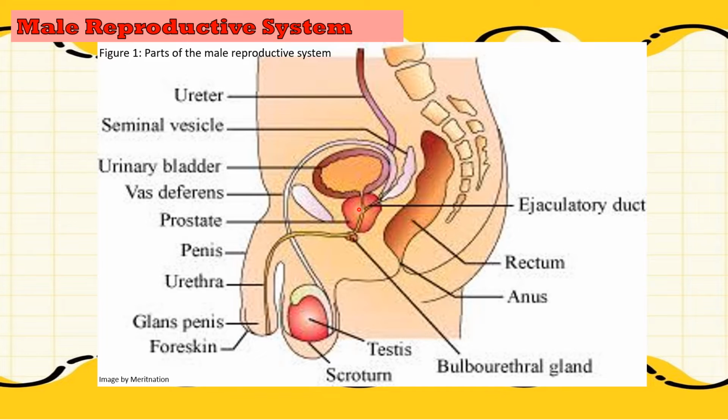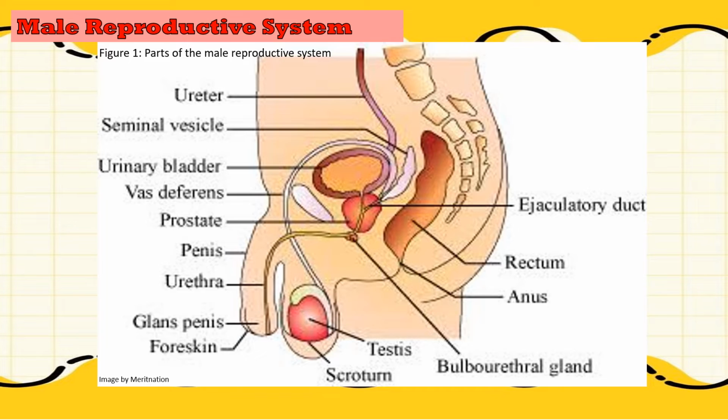So what is its job? It produces a fluid called the prostatic fluid, which is whitish in color and makes up 30% of the total volume of the semen. That fluid will neutralize the acidity of the vagina during coitus or mating.